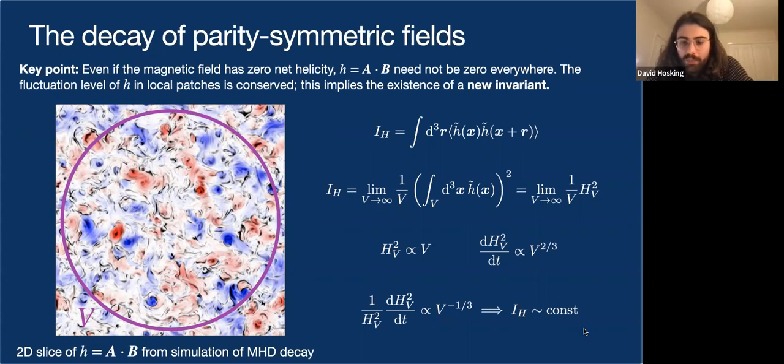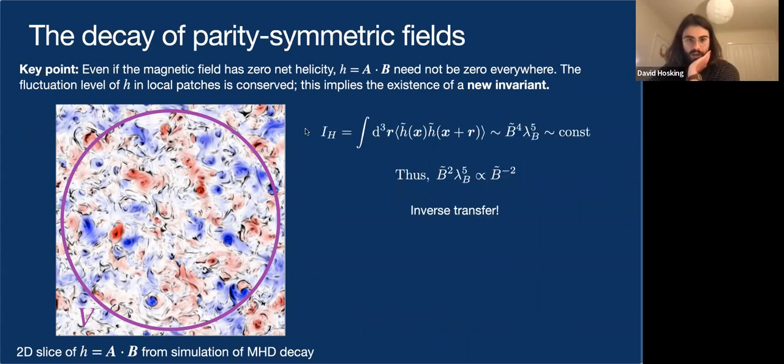So what does this conservation imply? Here's IH. Now H is A dot B, so A dot B scales like B squared times lambda. We have 2 of those, and then 3 extra powers of lambda from the volume element again. So what this turns out to scale as is B to the power 4, lambda to the power 5, and that has to be constant. That's what this conservation of fluctuating helicities gives you.